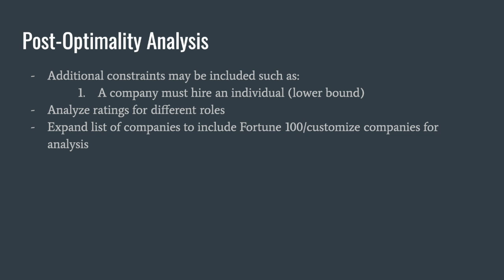Going forward, there are certain things we can do to further our analysis, and one main thing is adding additional constraints, such as the fact that a company must hire an individual, so there will be both a lower and upper bound. In addition, we can analyze ratings for different roles, so not specific to the data analyst. And we can also expand the list of companies to include more companies, or we can even customize the companies that we're looking at so that each person gets a personalized taste.